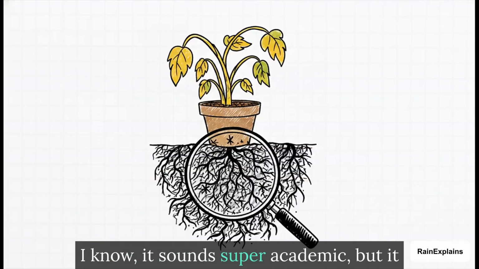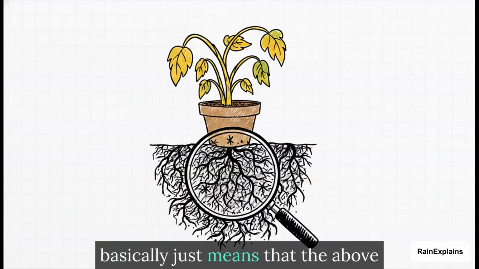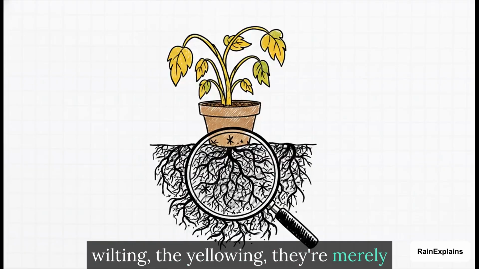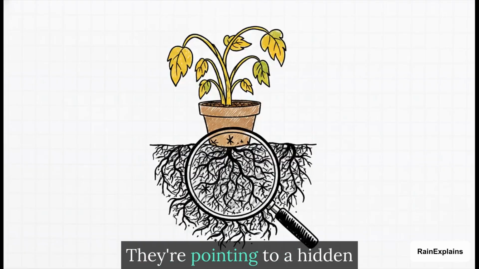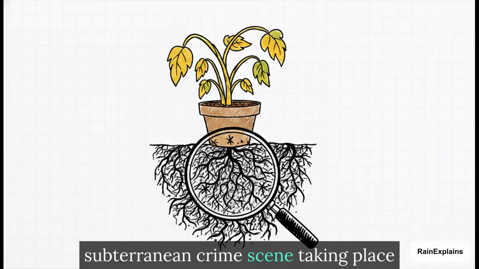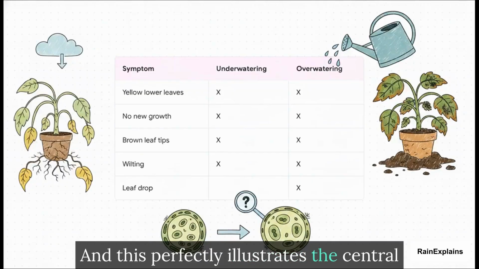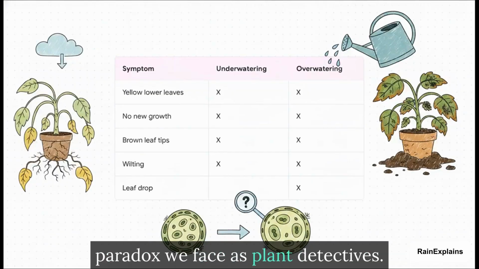I know, it sounds super academic, but it basically just means that the above-ground symptoms we see, the wilting, the yellowing, they're merely distant clues. They're pointing to a hidden subterranean crime scene taking place way down in the root zone. And this perfectly illustrates the central paradox we face as plant detectives.